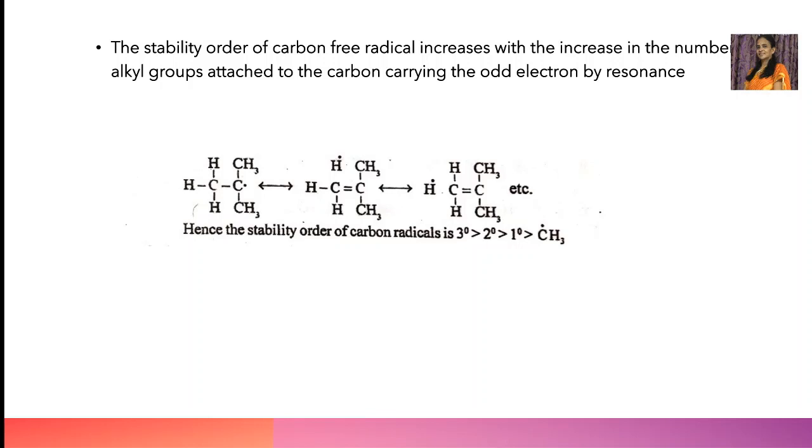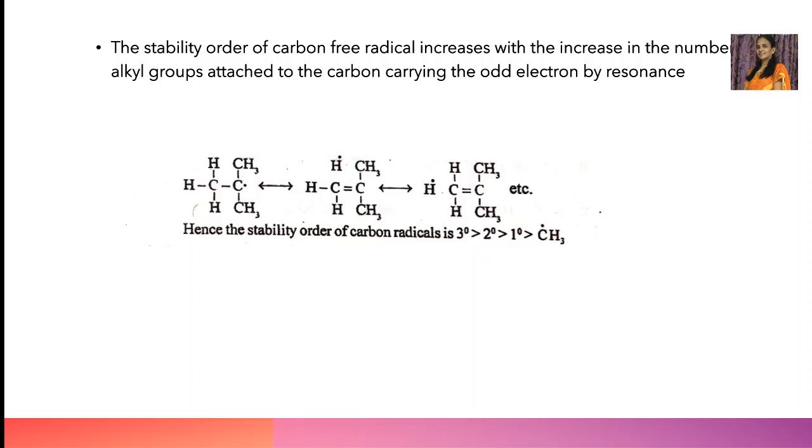So if this odd electron combines with one electron of this bond pair, then a double bond is formed between these two carbon atoms. See this, and this hydrogen is having one unpaired electron. So this is nothing but delocalization of the odd electron. Due to delocalization of the odd electron, similarly we can also show such type of resonance with the help of this CH bond also.